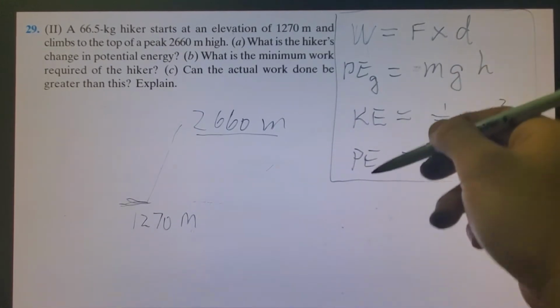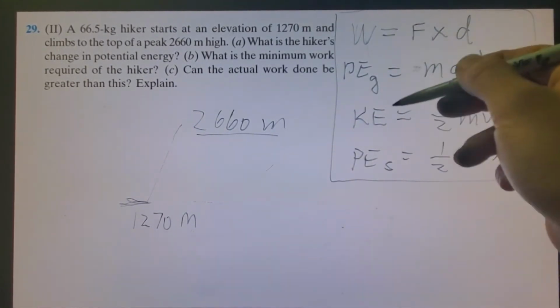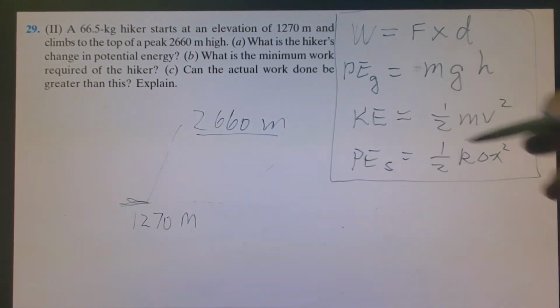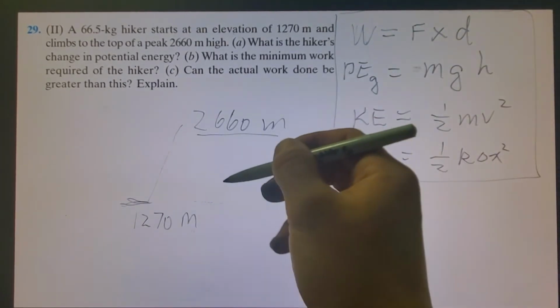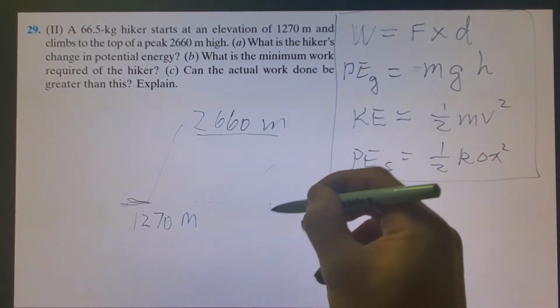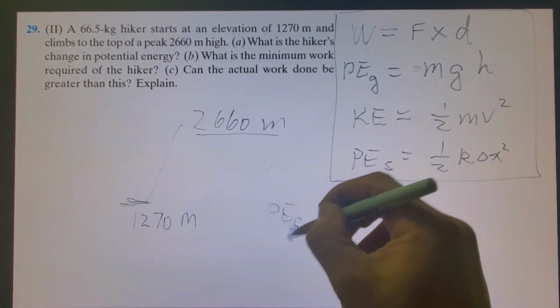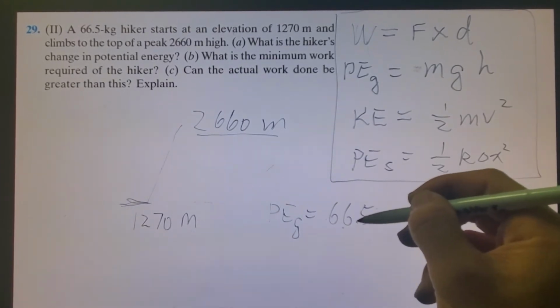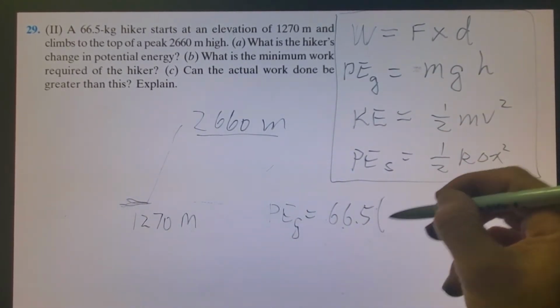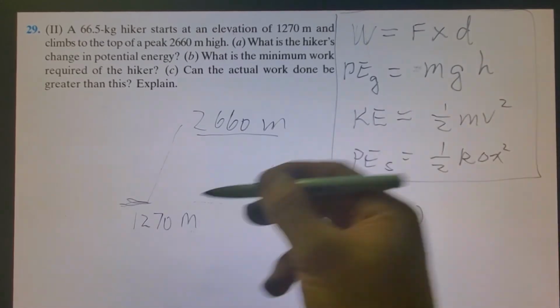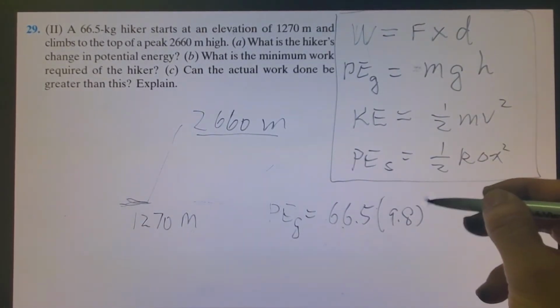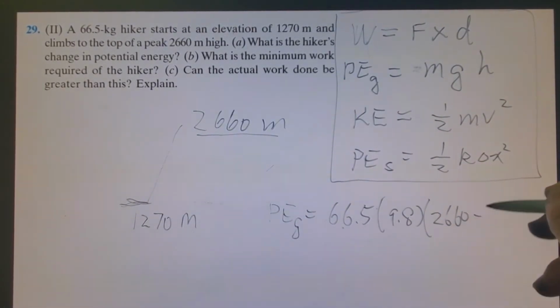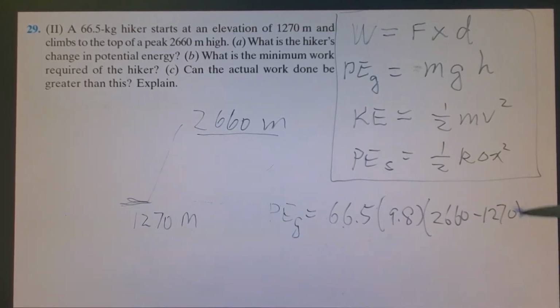So you look at the formulas. Potential energy due to gravity, is this the one? No, this is for spring. Is this the one? Yes. So it's equal to m, the mass, times g, that's 9.8, times h, which is from here to here, or the delta h, that is 2660 minus 1270. Okay, so I'm going to punch it into my calculator.